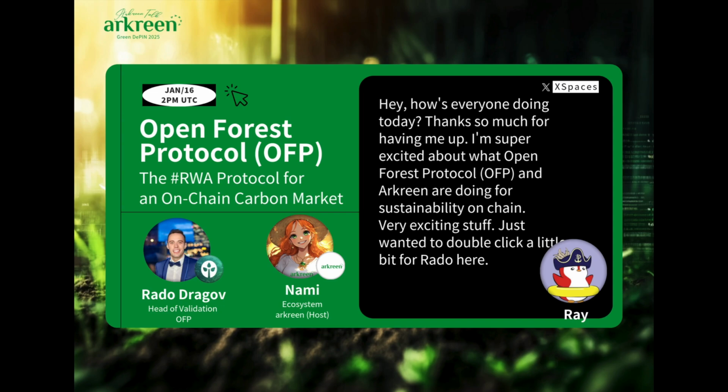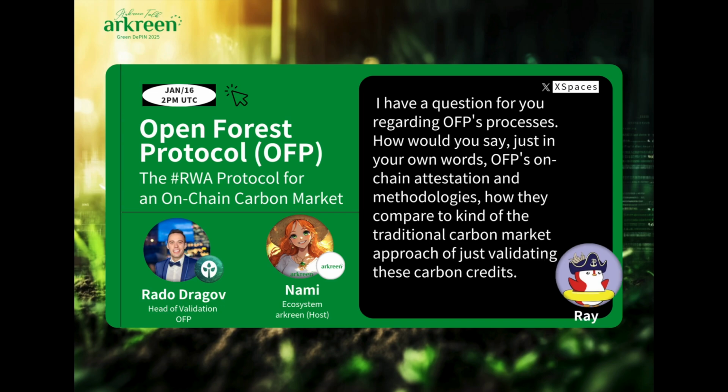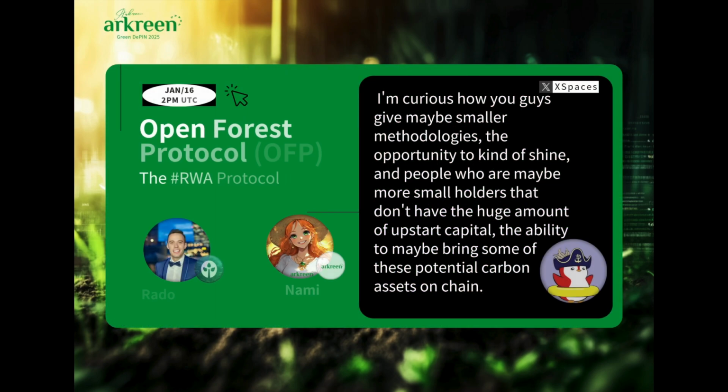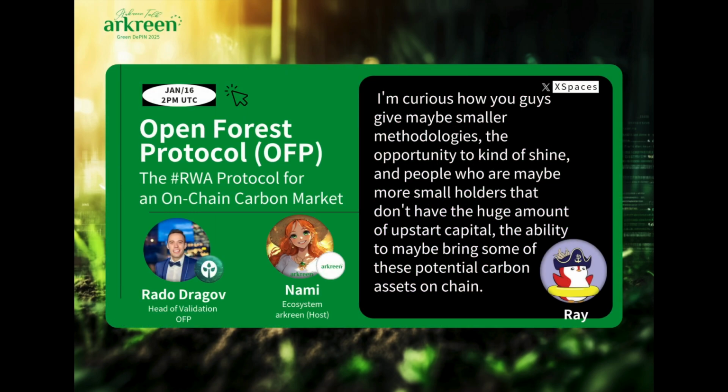Just wanted to double click a little bit for Rado here. I have a question for you regarding OFP's processes. How would you say, in your own words, OFP's on-chain attestation and methodologies compare to the traditional carbon market approach of validating these carbon credits? I'm curious how you give smaller methodologies the opportunity to shine, and people who are smallholders that don't have a huge amount of start-up capital, the ability to bring some of these potential carbon assets on chain.